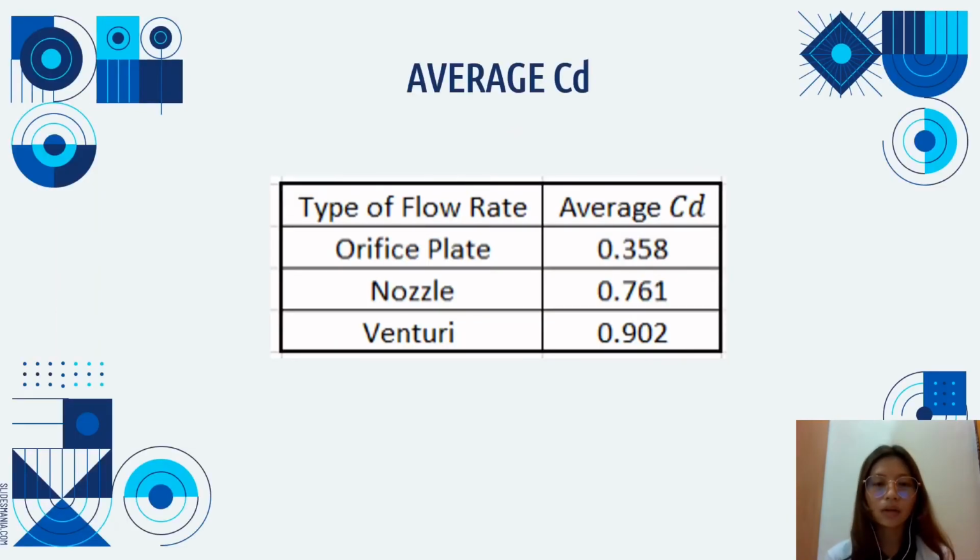Lastly, we will calculate the average CD for every type of flow meter. For orifice plate, we get 0.358, for nozzle, we get 0.761, and for venturi, we get 0.902.